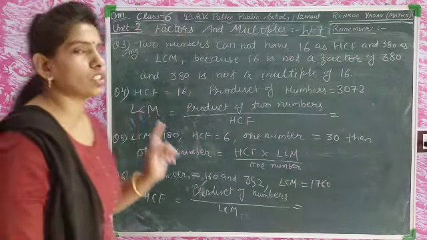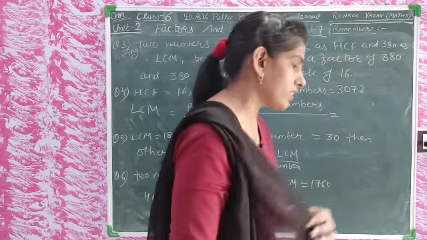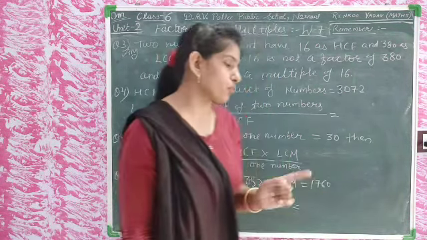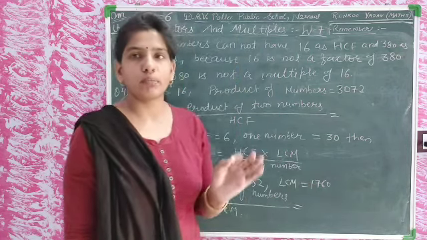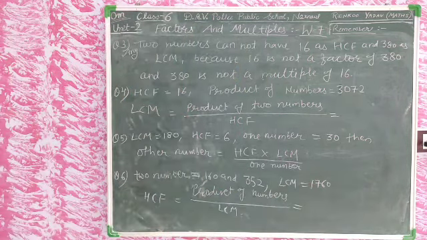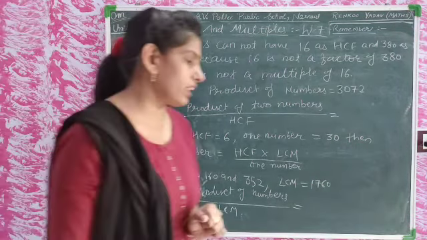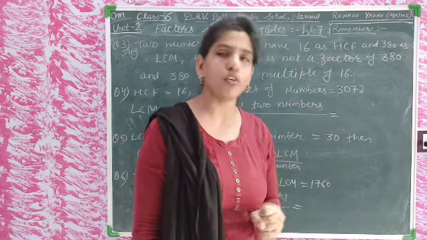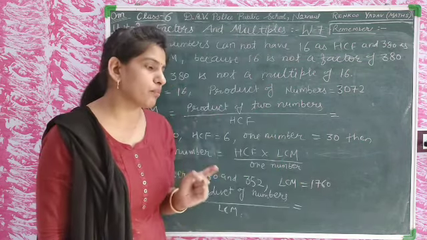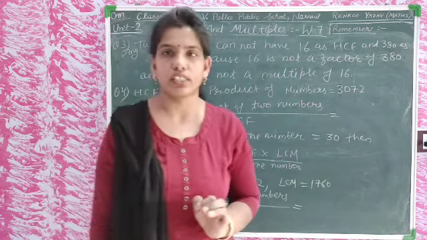Now we will do question number 4. In question number 4, the HCF of two numbers is given and the product of the two numbers is given. The HCF of two numbers is 16 and the product of the numbers is 3072.